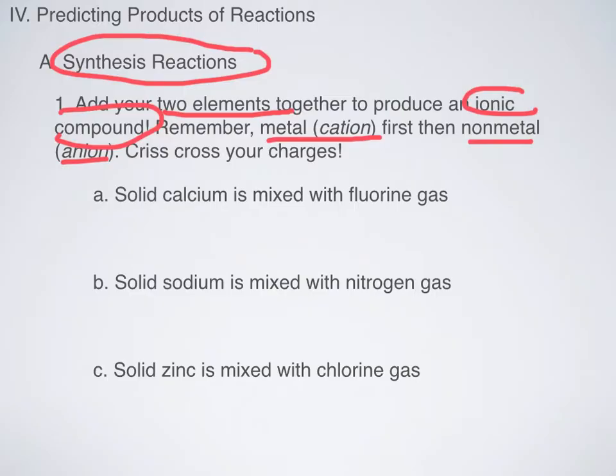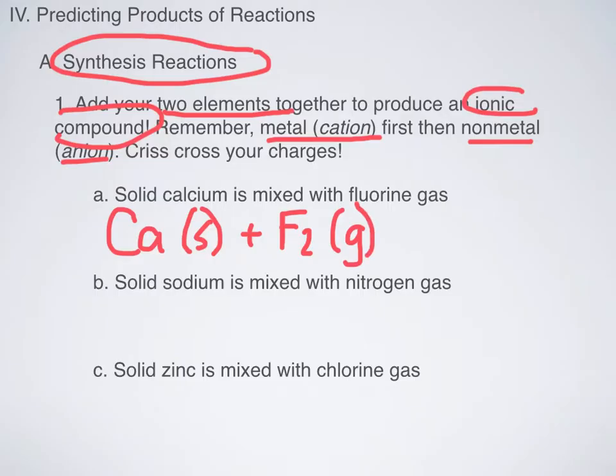Solid calcium is mixed with fluorine gas. Alright, so we have solid calcium, so we're talking about our element here, and we have fluorine gas. Now remember, fluorine is a diatomic gas, so I have to put F2. When I am done with my reaction, I'm going to be making an ionic compound. So I have calcium fluoride, and I need to remember, what is my formula for calcium fluoride? Calcium is a +2, fluoride is a -1, and so it would be CaF2.